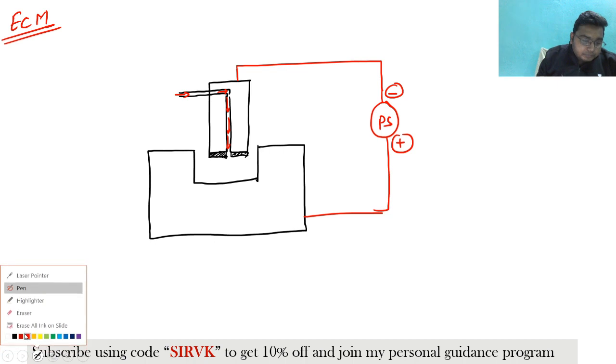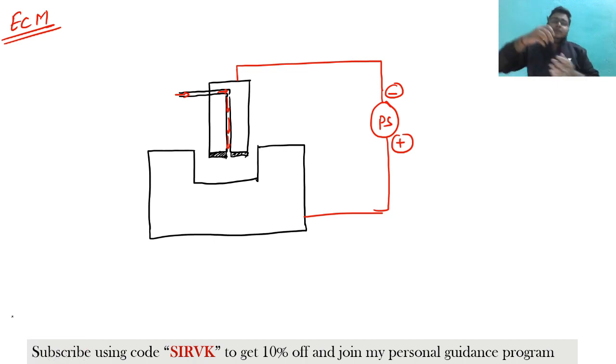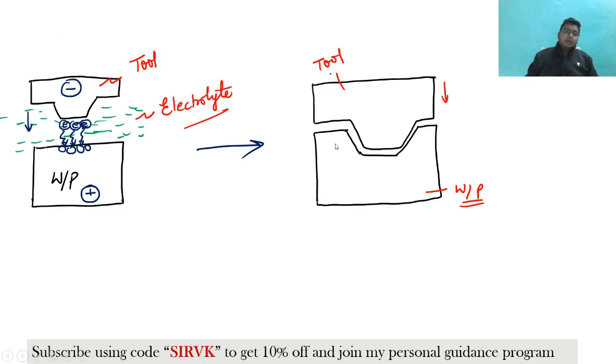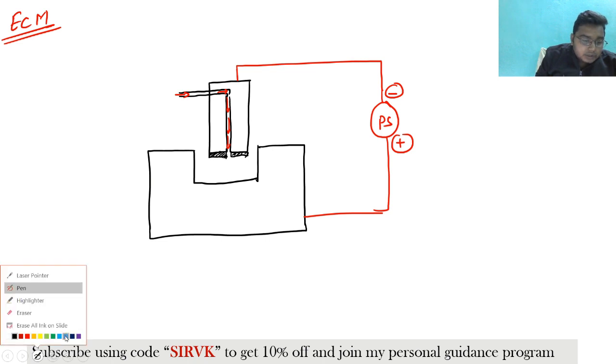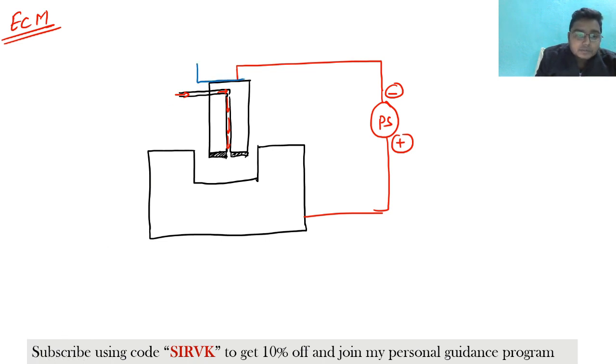Now see here, I have told you what we want to move, right? I have explained that I'm just moving this tool in the downward direction, isn't it? So how you can move the tool: a controlled movement of the tool is done by the servo mechanism. Fine. So here is a servo mechanism.